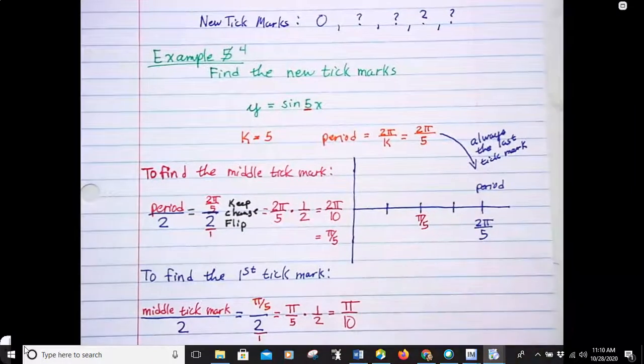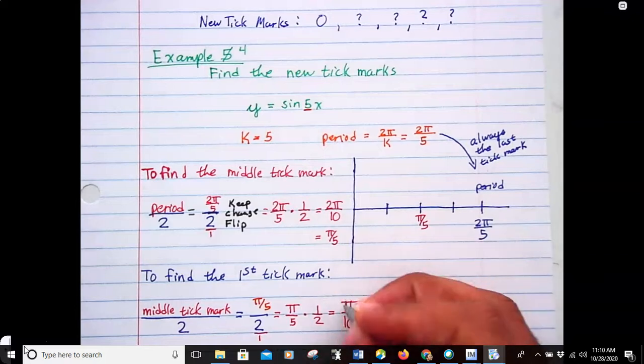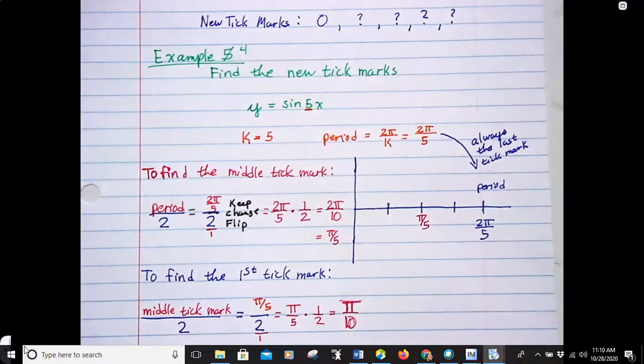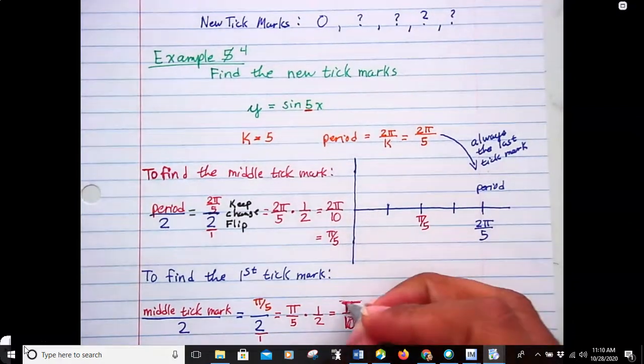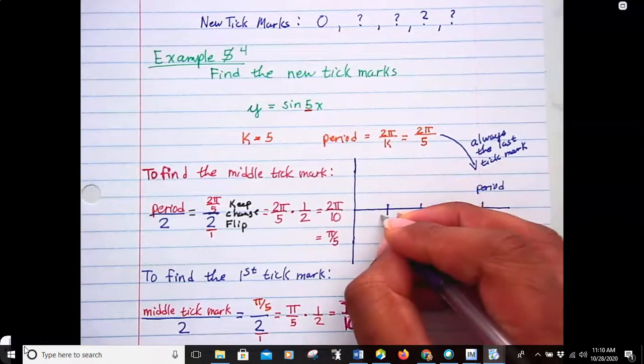And let me change the color so that things don't get confusing. It's not changing. All right, let's do dark purple then. All right, so we have pi over 10 for the first tick mark.